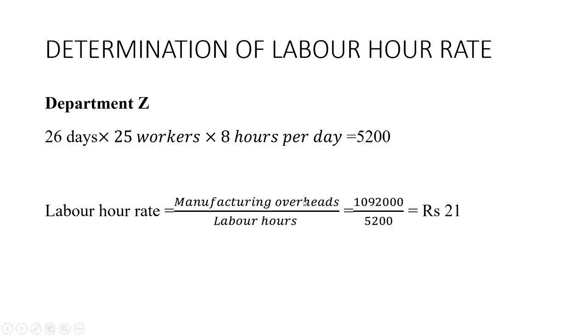Now coming to the third department, that is department Z. 26 days multiplied with 25 workers in the department multiplied with 8 hours per day, that is 5,200. So the labor hour rate is equal to manufacturing overheads divided by labor hours, 1,09,200 divided by 5,200, which is equal to rupees 21.